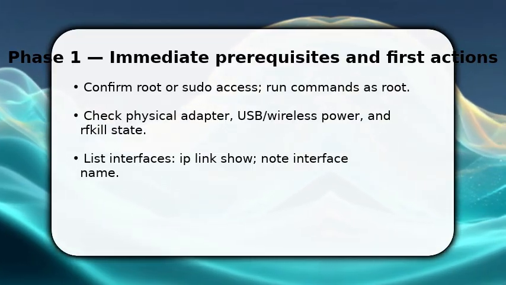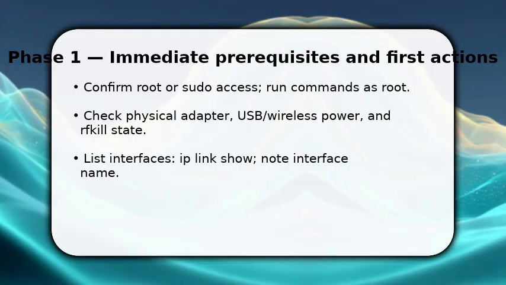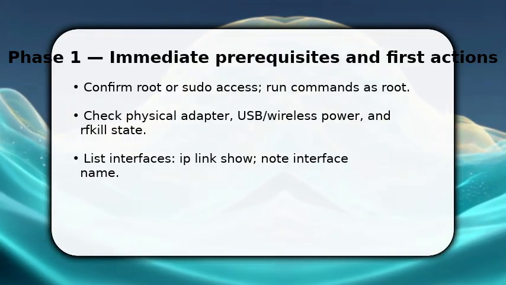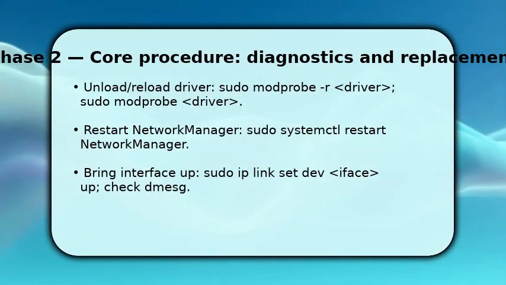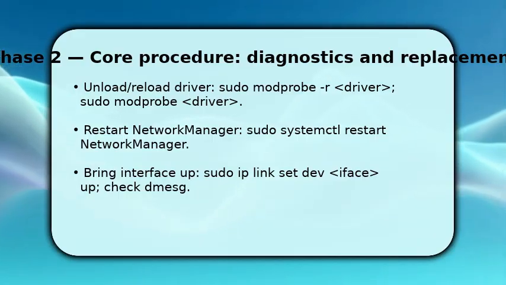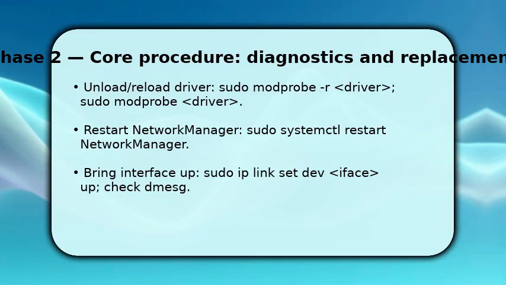These steps avoid wasted effort. Knowing the device name and unblock state lets you act on the correct interface without guessing. You now reset the software side. Unload and reload the kernel driver with modprobe to clear driver-level faults and check dmesg for errors.